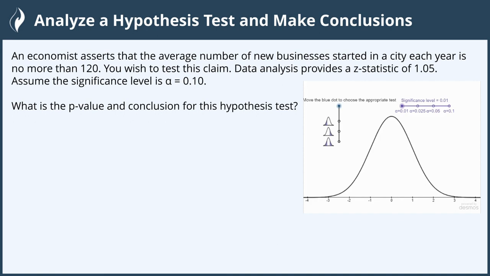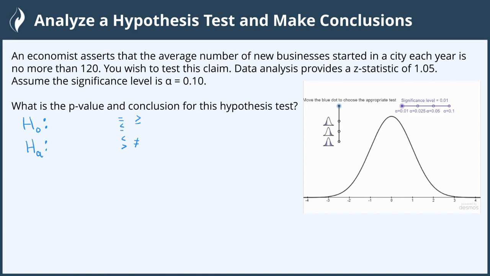The first thing we need to identify are the null and the alternative hypotheses. The null hypothesis should have either an equal sign, a less than or equal, or a greater than or equal sign. The alternative hypothesis needs to have either a less than, greater than, or a not equal sign. Let's read through the problem to find our hypotheses.